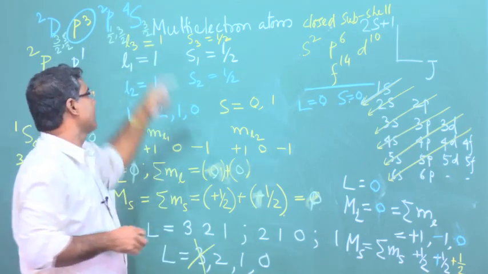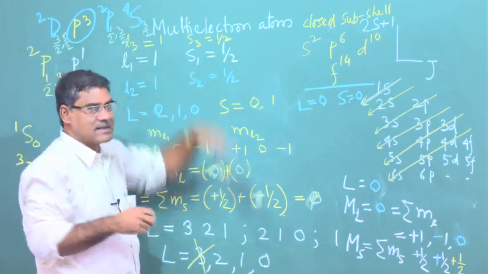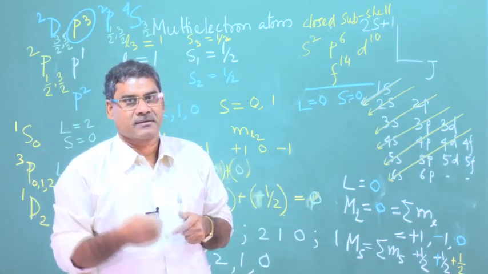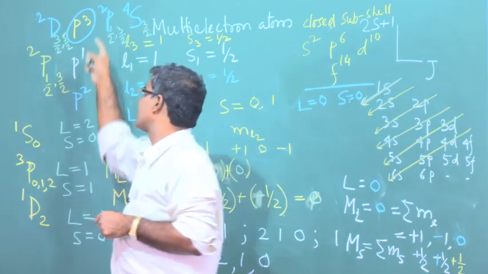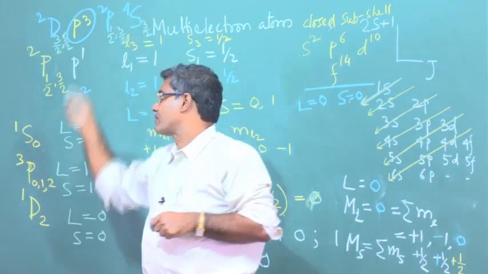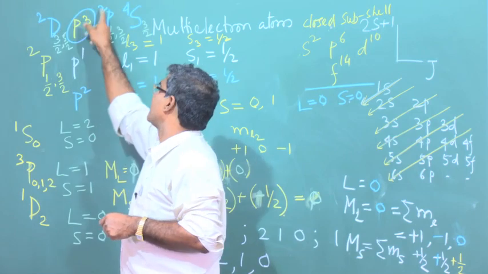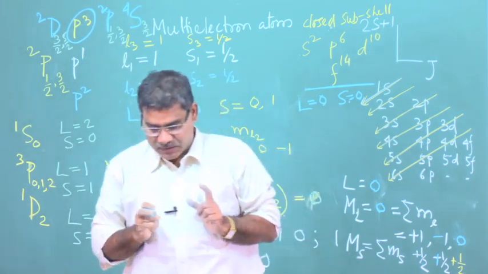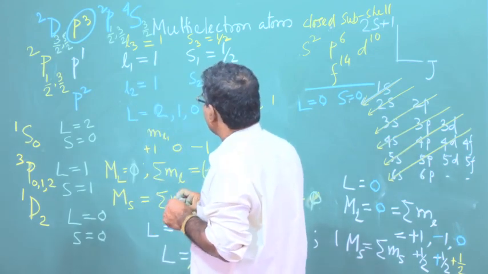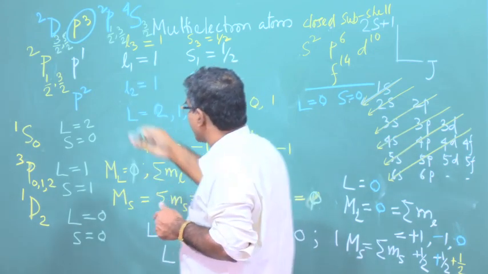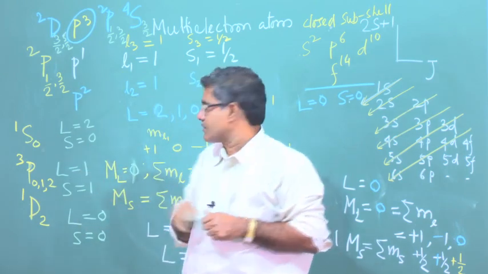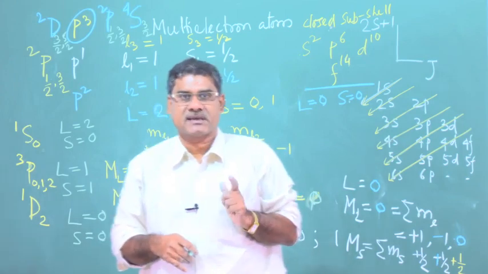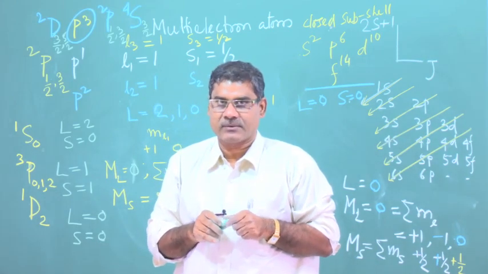As I told, in case of S, the multiplicity, the number of terms, does not follow the multiplicity. Otherwise, for other cases this multiplicity is the number of J values. This way one can find out. So, up to now P3 I showed you, P4, P5, P6 one can find out.